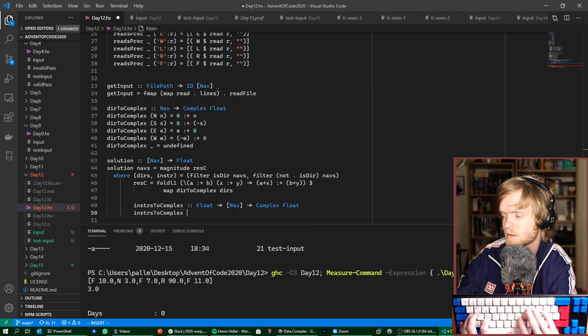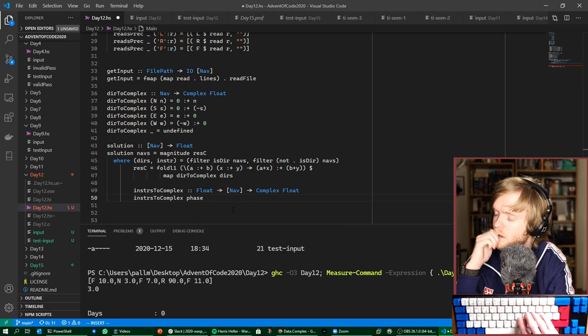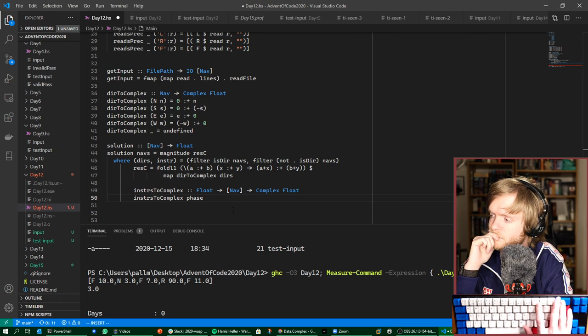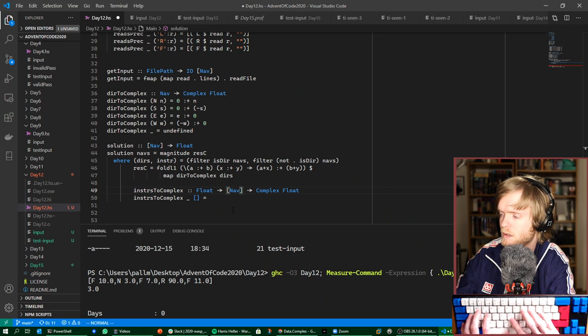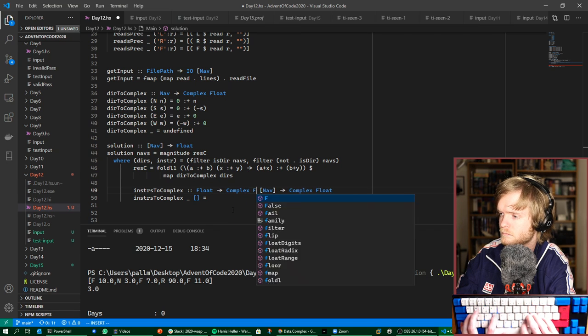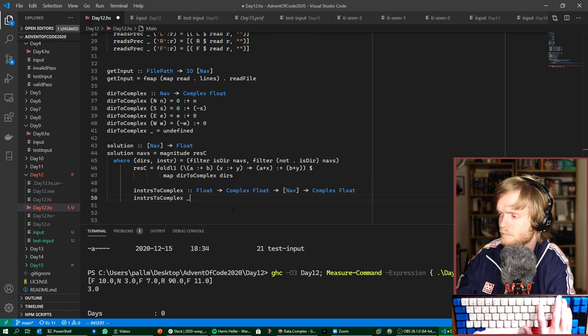Insts to complex phase. So if we're just gonna say phase and nothing, so if we're at the end, let's do this, and then we're gonna have another complex float. Okay, float, complex float, nav, complex float. So cur phase.